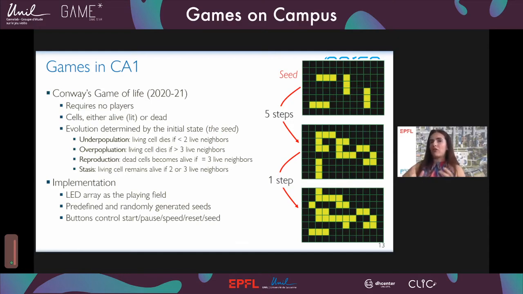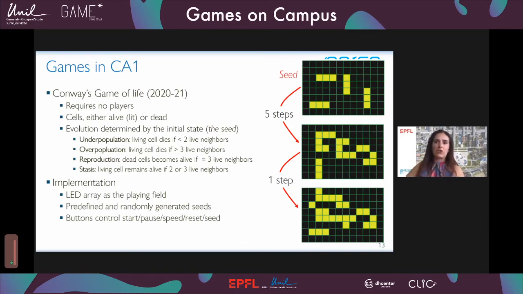They needed to cover 4 states: underpopulation, overpopulation, reproduction, stasis. Essentially, for every cell, whether it's alive or dead, they had to either keep its status or change it into a different status depending on the state of its neighbors.